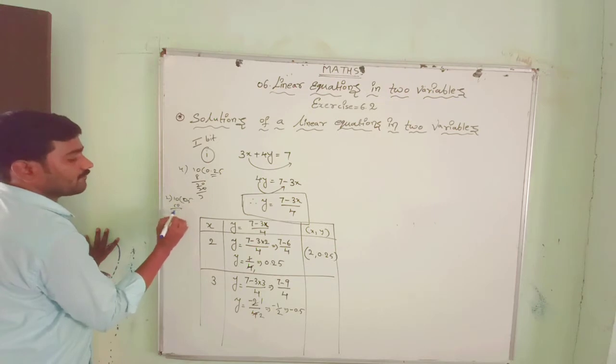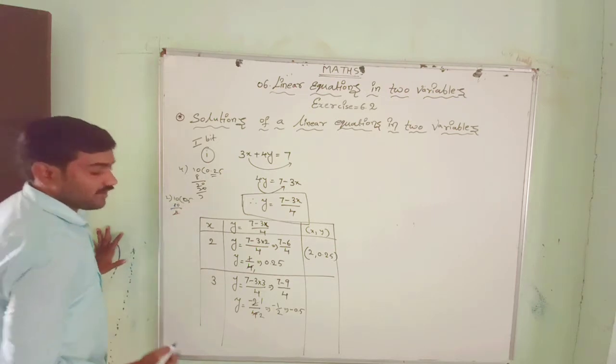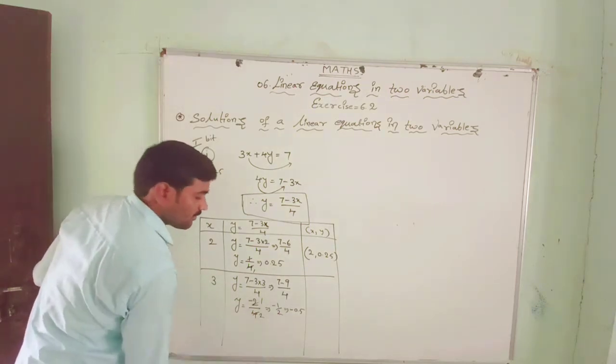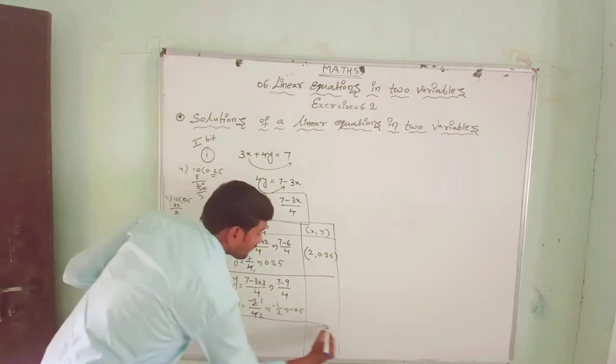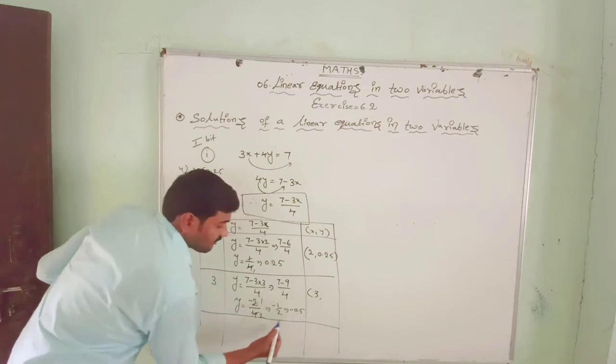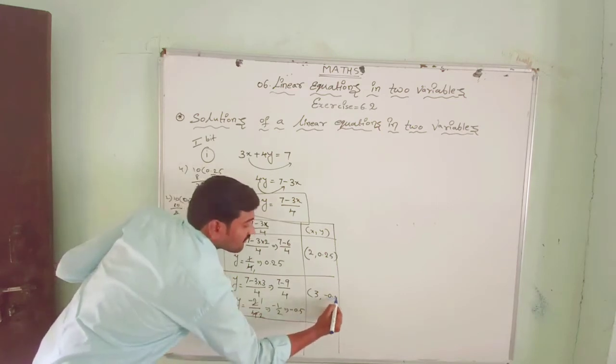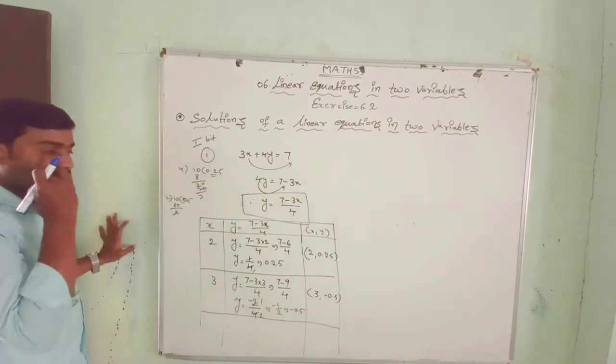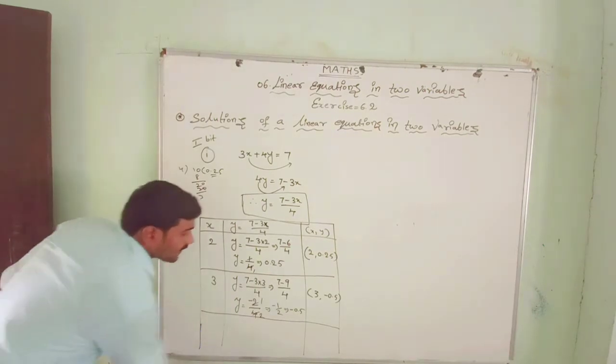0.5. So 1 by 2 is nothing but 0.5. See this. Now what is the x value? 3. When x is 3, then y is minus 0.5. Then I will take any other number.